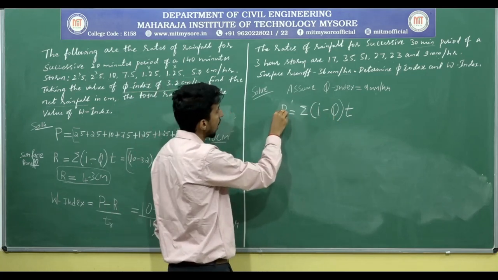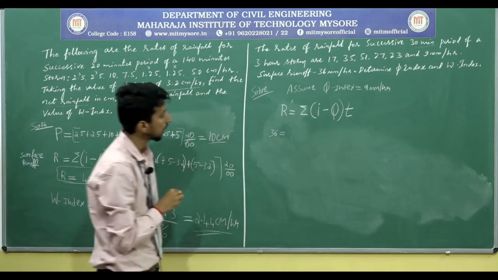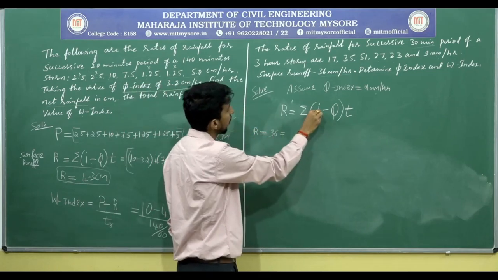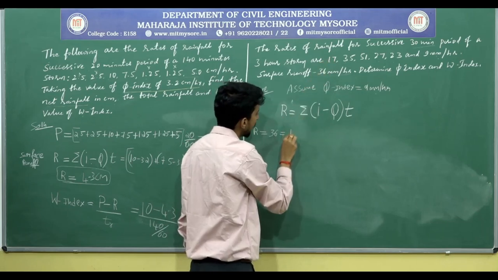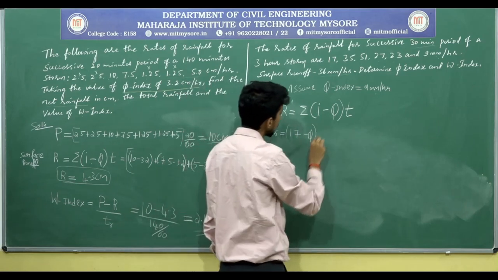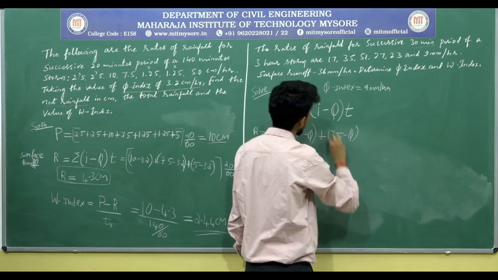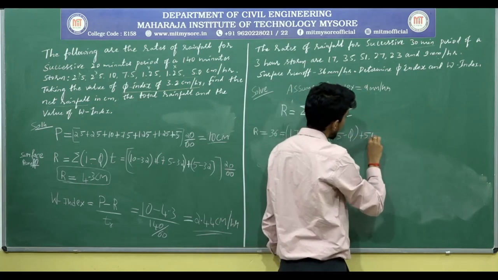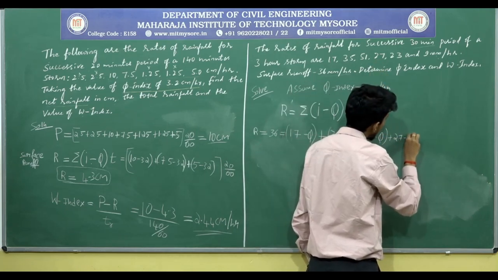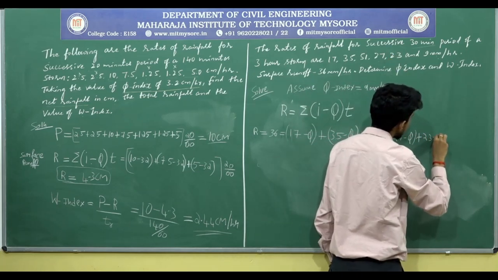Here you know the value of R equals 36. R equals, what is the value of I? It is 17 minus 5. Here we don't know the value of phi. Plus 35 minus 5, plus 51 minus 5, plus 27 minus 5, plus 23 minus 5.